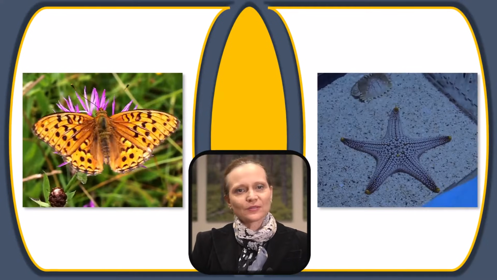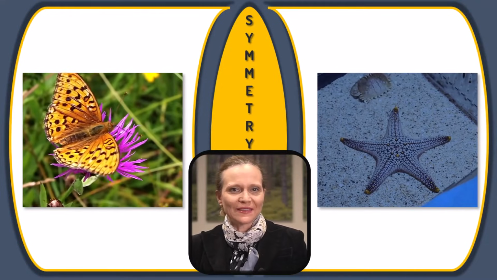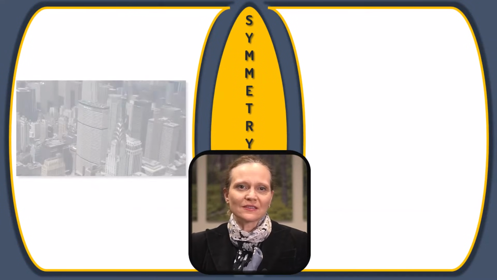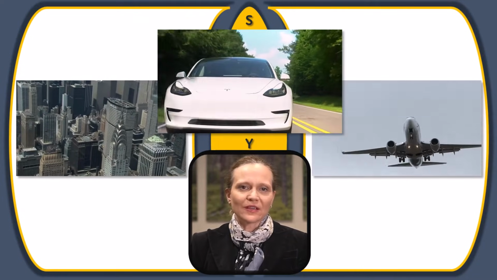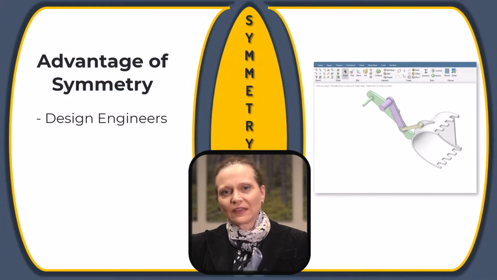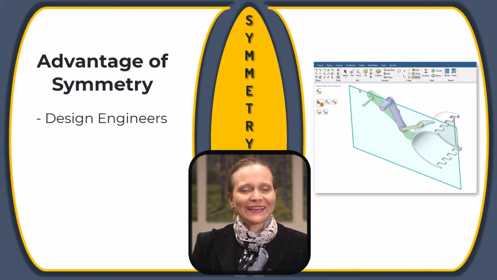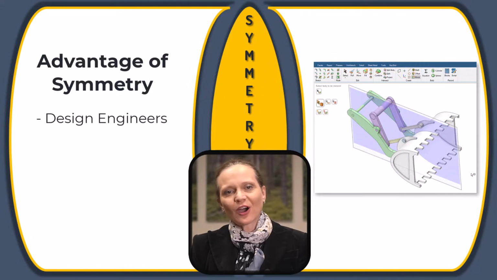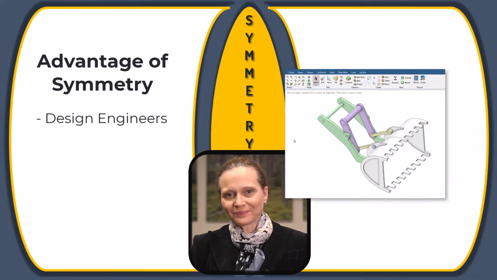Hello everyone! If you look at the butterfly or starfish apart from their pretty colors, a unique feature that stands out is their symmetry. Similarly, engineered systems like buildings, airplanes, or cars have a symmetrical shape. Designers usually take advantage of symmetry when they create models. Only a portion of a symmetric model needs to be modeled, and modeling tools such as mirror or copy of the section can be used to generate the entire model.